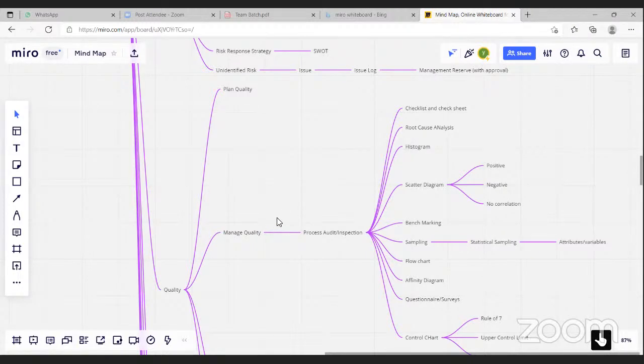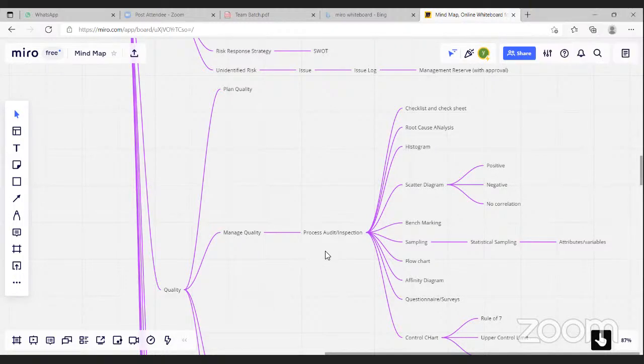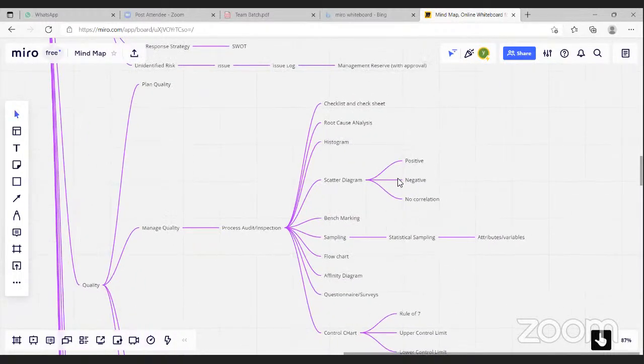First, we'll plan the quality, then we'll manage the quality. In managing quality, we basically focus on the process by which we are going to achieve the quality objectives. It will have tools and techniques: checklists, check sheet, root cause analysis, histogram, scatter diagram. The scatter diagram compares two variables, which can be positive, negative, or without any correlation. Then benchmarking, that is something where we look outside our organization.